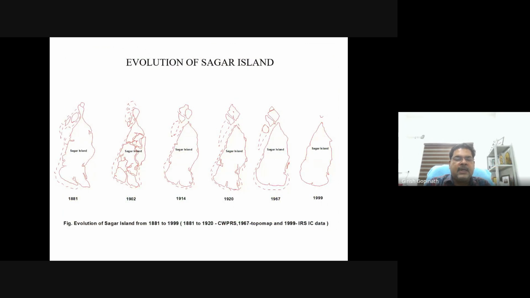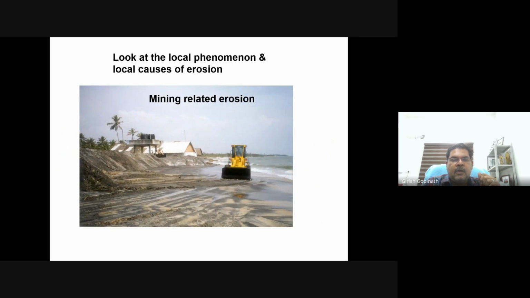This is one of the studies where we looked at the evolution of Sagar Island from satellite data and also from existing data from CWPRS. I think you have heard about the Central Water and Power Research Station. It is in Pune. They already have 1881 data with them. So we compared what the changes are for Sagar Island. Even the shape is changing. There are a lot of changes in the top north as well as the south portion of Sagar Island between the 1881 and 1999 data.